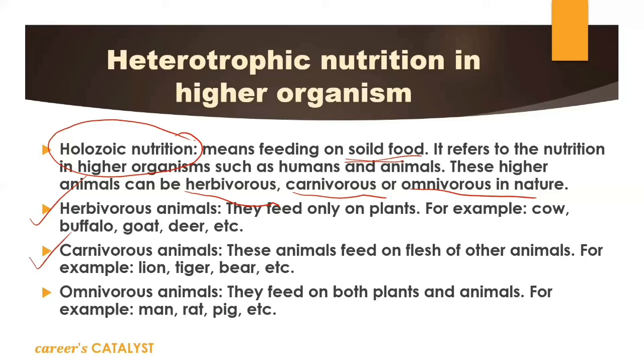Now the second group is the carnivorous group of animals. These animals feed on the flesh of other animals, they depend on the flesh or meat of other animals. The examples are lion, tiger, bear. Listen, we already discussed all these things earlier. We know about them, but still we need to recall them in this chapter. So next is what? Omnivorous animals. They feed on both, sometimes plants and sometimes animals. So this group of organisms is defined as omnivorous animals. For example, man, rat, pig. These all are examples of what? Omnivorous animals, because they feed on both plants and animals also.